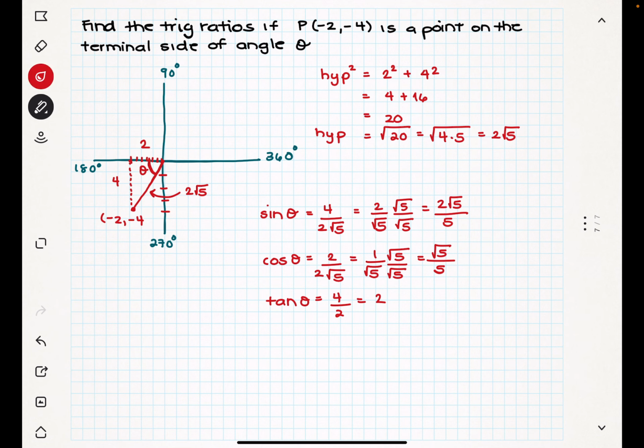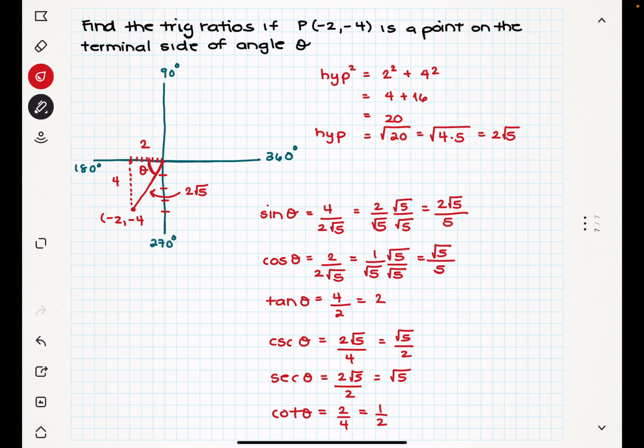And now the reciprocals. Cosecant is going to be 2 square root of 5 over 4, so I'm going to have square root of 5 over 2. Secant is going to be 2 square root of 5 over 2, which is just square root of 5. And cotangent is going to be 2 over 4, which is 1/2.